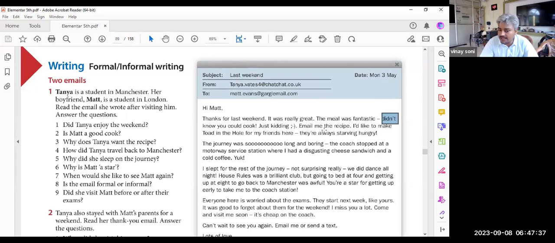Okay, starve is a verb. If you remove ing, starve is a verb. Actually, starve means to keep somebody hungry. When they're hungry, you don't give them food, you are starving them.